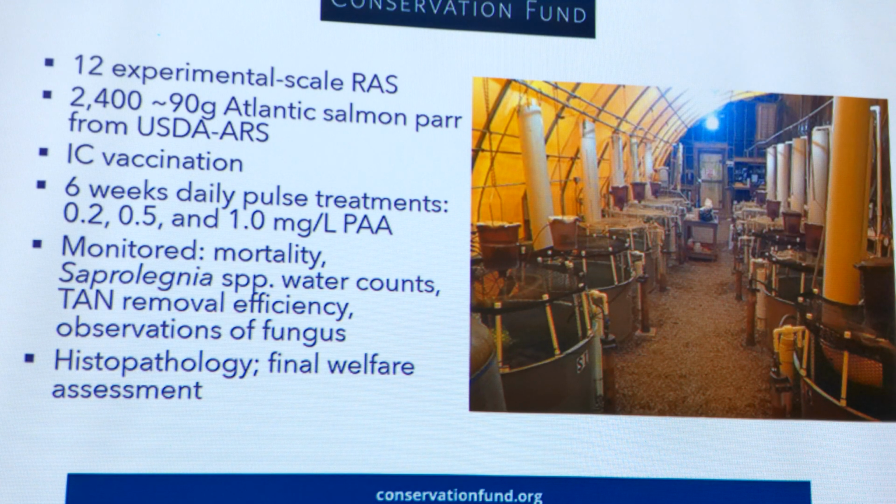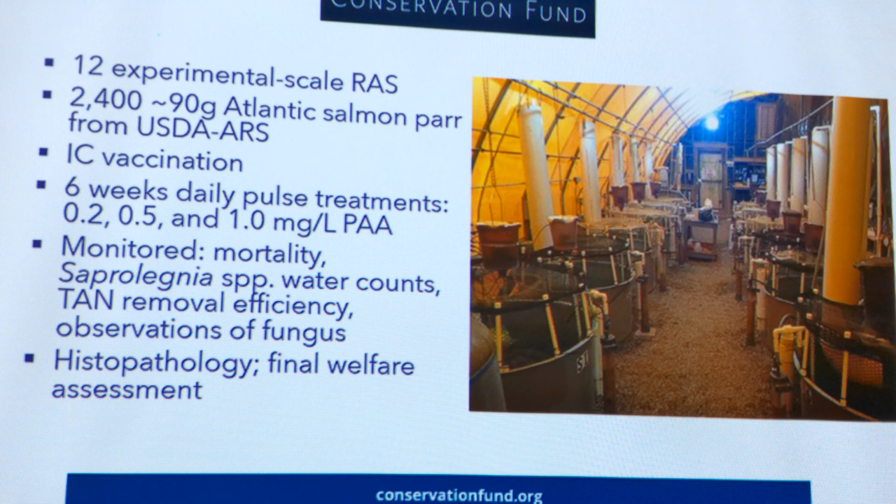The very first one was based on industry feedback that the Atlantic salmon industry noticed that they would have higher mortalities after vaccination, a sort of post-vaccination stress, and that was due to saprolegnia, that fungus. And so we wanted to replicate this. We had 12 different experimental scale RAS, and we vaccinated all these fish, IC injection, and then we looked 6 weeks afterwards at daily pulse doses of 0.2, 0.5, and 1 milligram per liter.